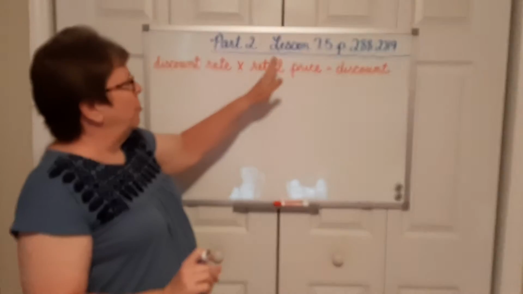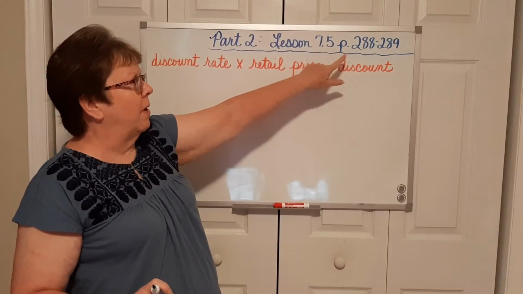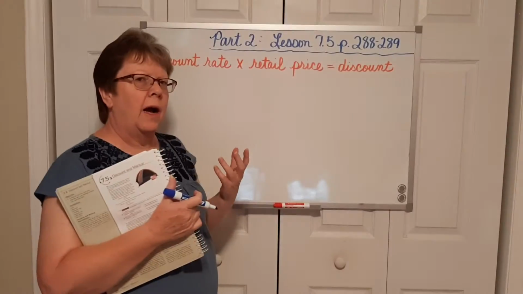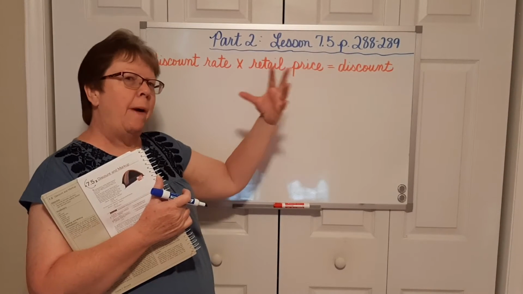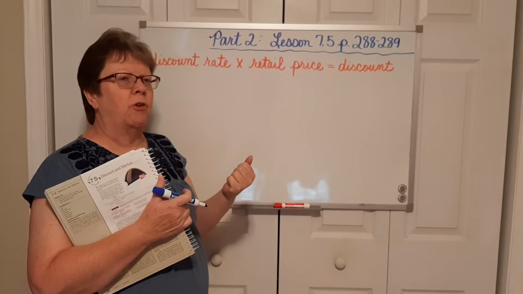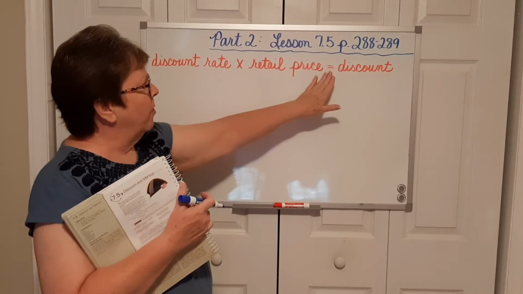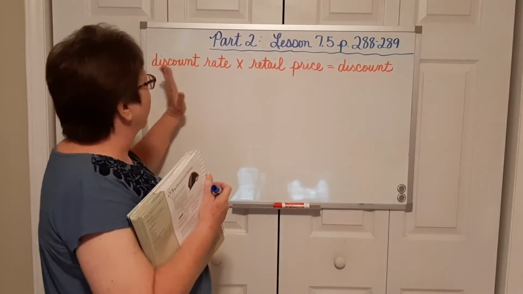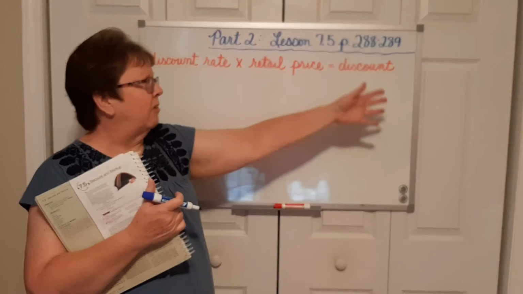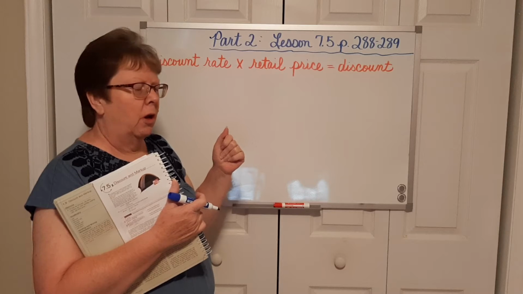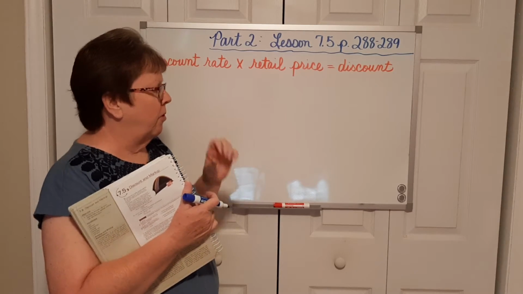Okay, this is part 2 of today's lesson, 7.5 on pages 288 and 289. Now I've basically written the same formula on the board, only I've done it backwards from what I showed you the first time. I think you'll see why, because it's going to be easier to find our answer this way. Before, the equal sign was over here, and it said that the discount equaled the discount rate times the retail price. I just wrote it backwards because I think it's going to be easier to find your answers on certain problems if you write it this way.